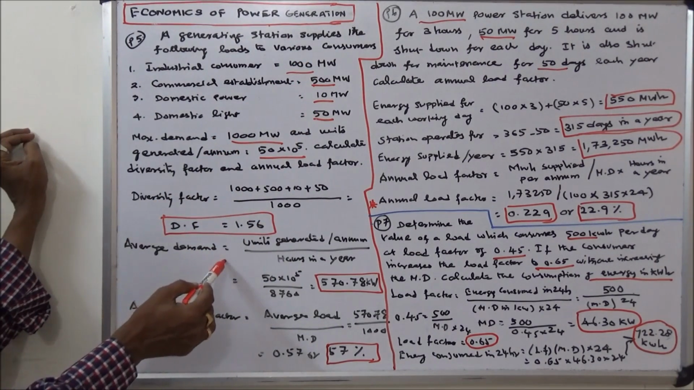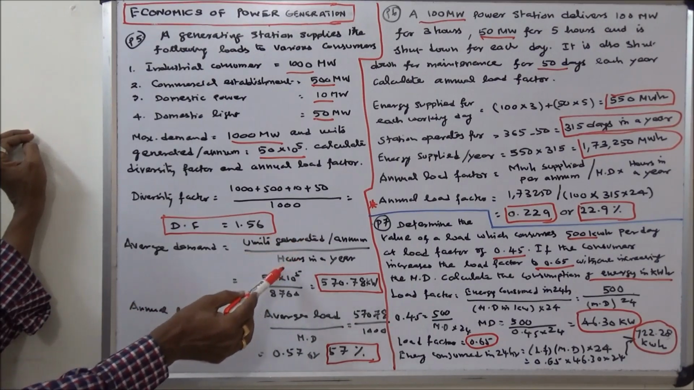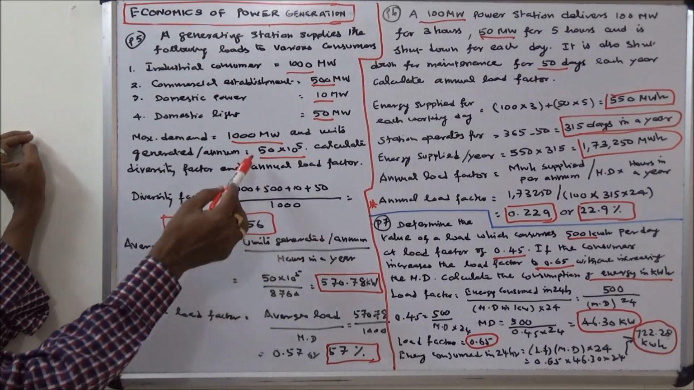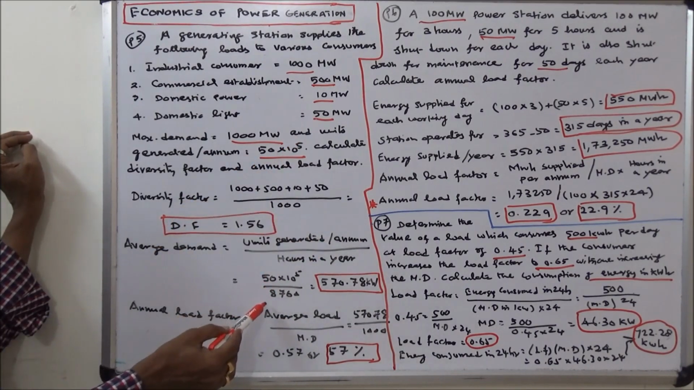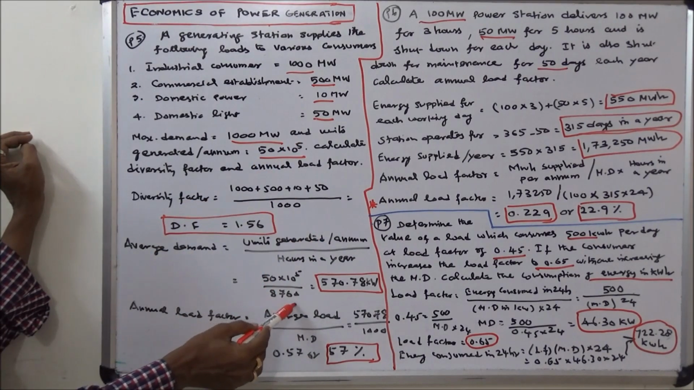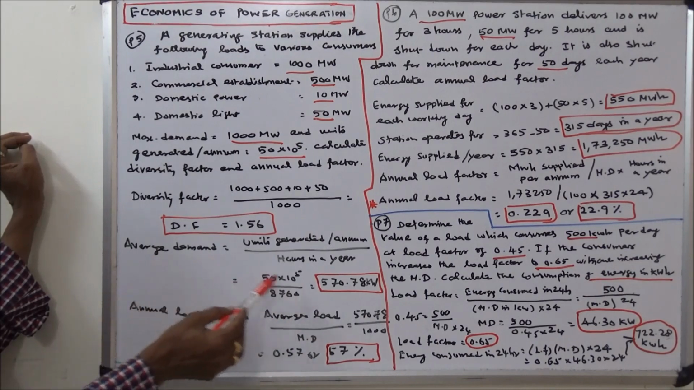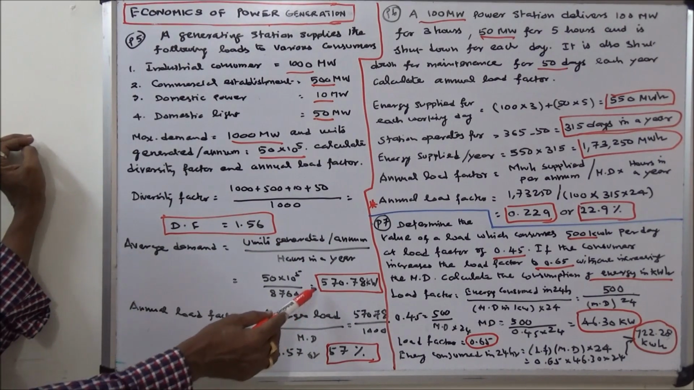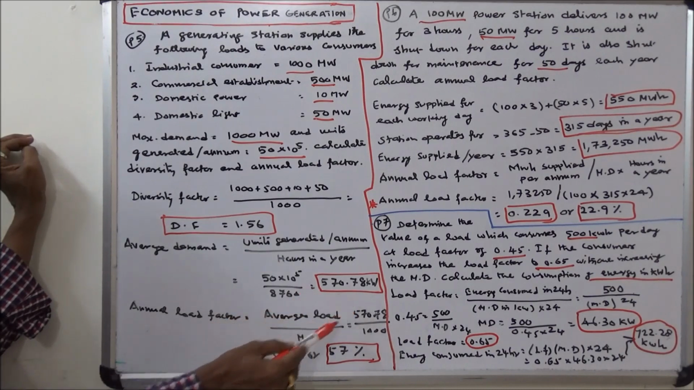Average demand is equal to units generated per annum divided by hours in a year. Units generated per annum is given, 50 into 10 power 5, divided by hours in a year, 8760. Average demand is equal to 570.78 kilowatts. The last is annual load factor, which is equal to average load divided by maximum demand. Average load is 570.78, maximum demand is 1000, so annual load factor is 0.57 or 57%.